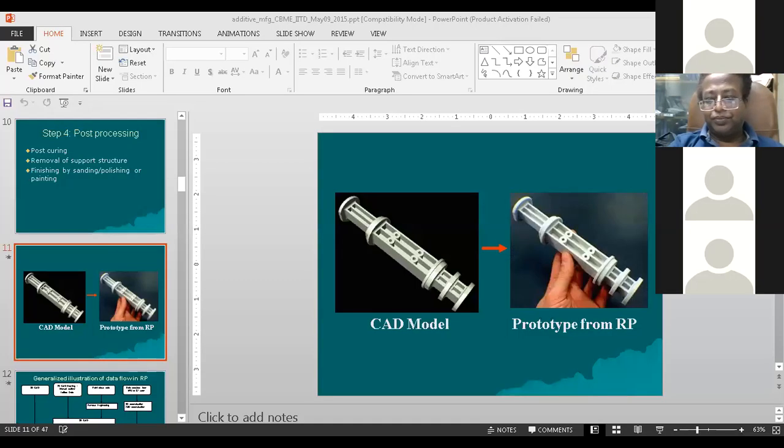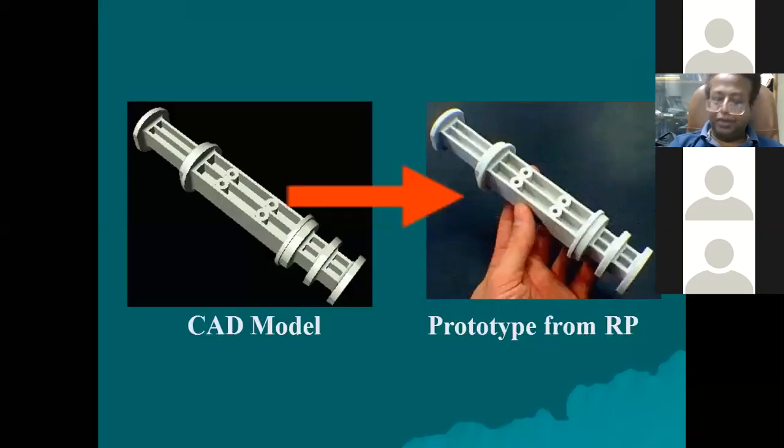Okay, so now I'm sharing the screen again. So in a very small amount of time we can go from a CAD model to a prototype. That's why we call these processes rapid prototyping processes.